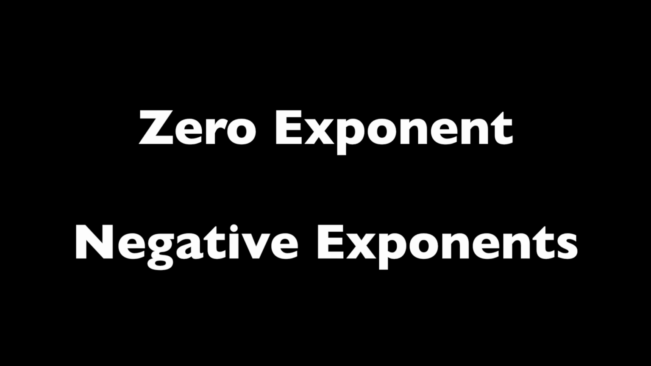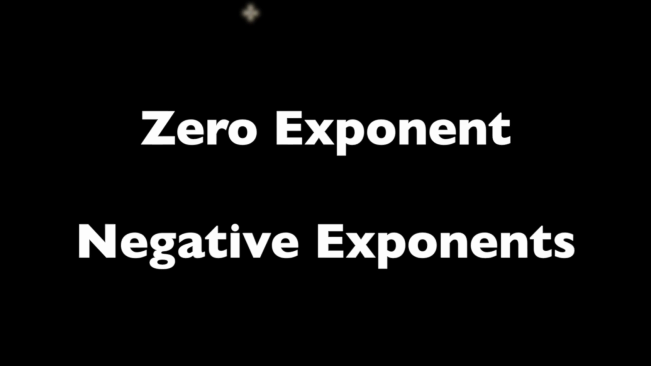Hey guys, so I am going to very quickly explain the zero exponent and negative exponents. Let's start with a base of 5. Now if we add 5 to the third power, that means 5 times 5 times 5. Well, 5 times 5 times 5 is 125. Let's move down. What if we had 5 squared? 5 squared is 5 times 5, or 25.